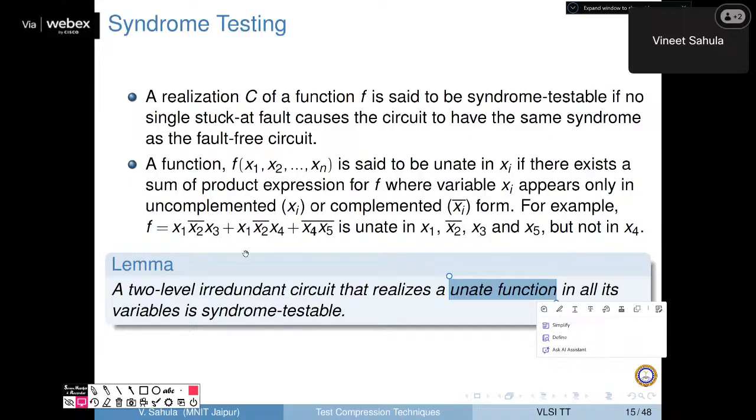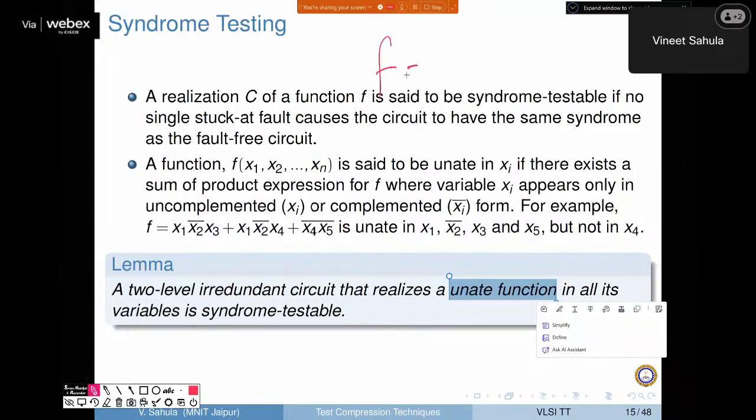So if you realize that your circuit under test is a combination function which is unate in all variables, then it's good. A unate function is, for example, F1 = A + B bar C. Here A appears only in one form, positive form. B appears only in negative form, and C appears in positive form only.